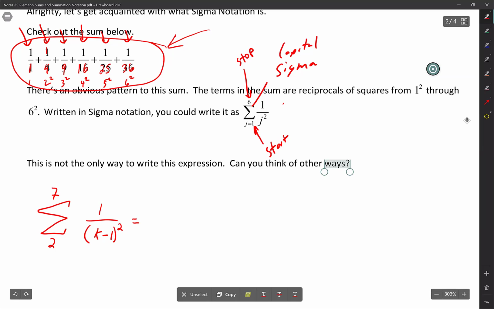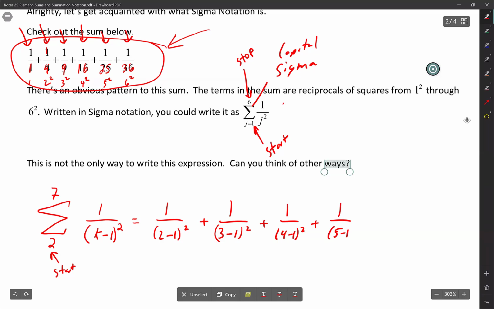The first term, 1 over 2 minus 1 squared, plus 1 over the second term. Well, I have to start at k equals 2, right? So the next one would have been 3 minus 1 squared. The next one, 4 minus 1 squared. 5 minus 1 squared. Keep going until you hit 7.